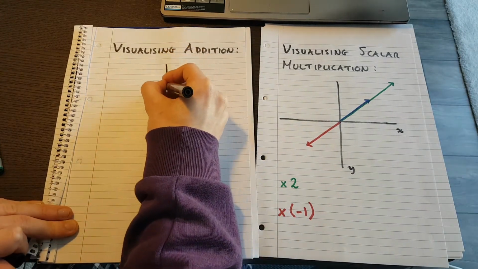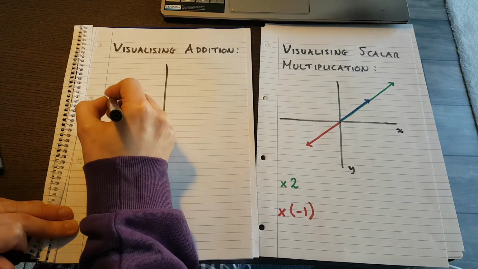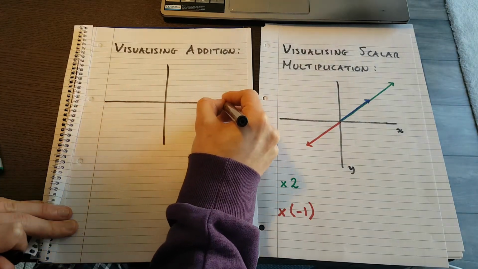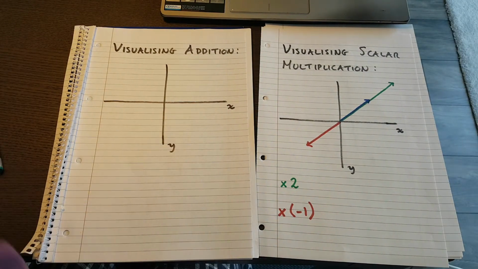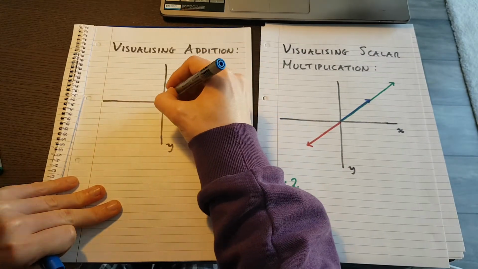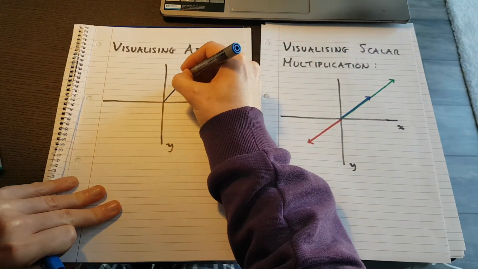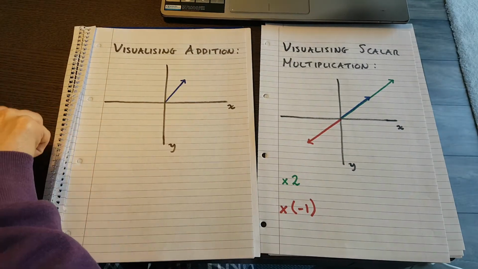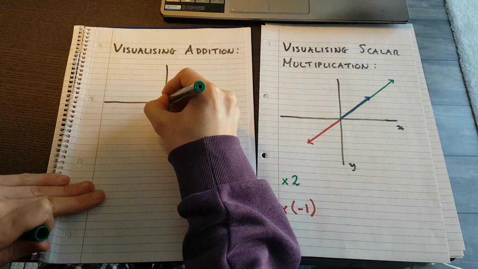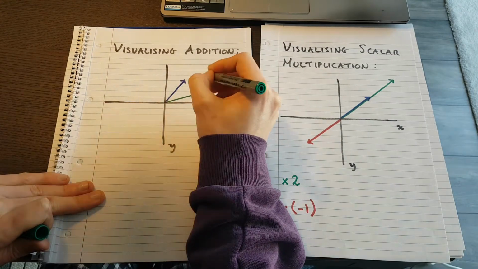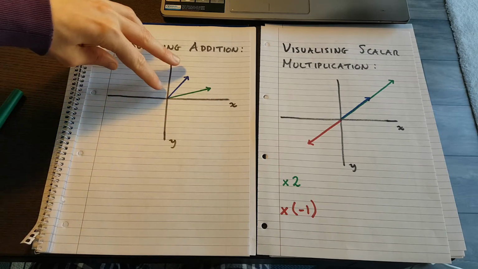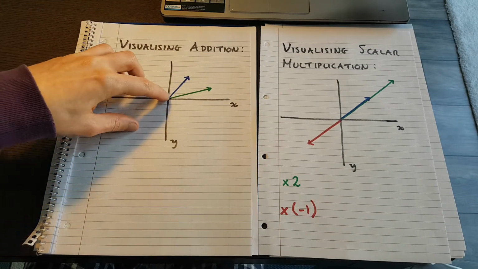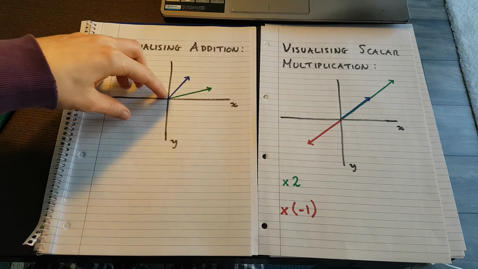This is a bit different, but it's not too hard. So let's say I have my x and y plane here, and I have 2 vectors. I will have a blue vector, which goes to here, and I will have a green vector, which goes to here. Well, this really is not so difficult to do. What I do is I travel in the direction described by one of the vectors.